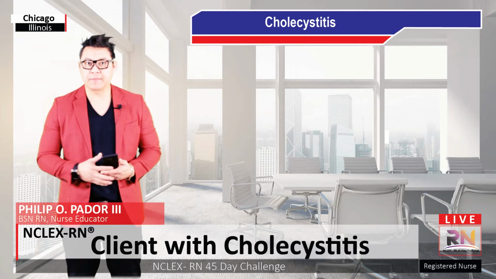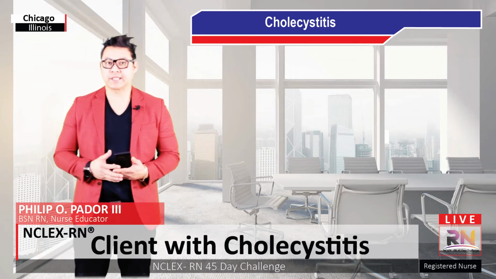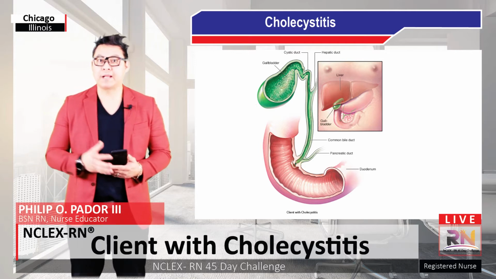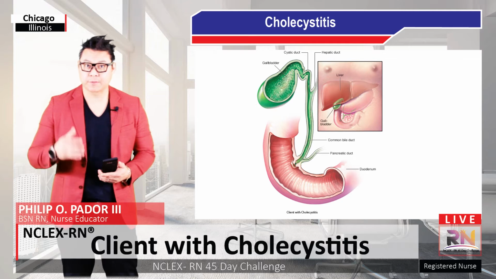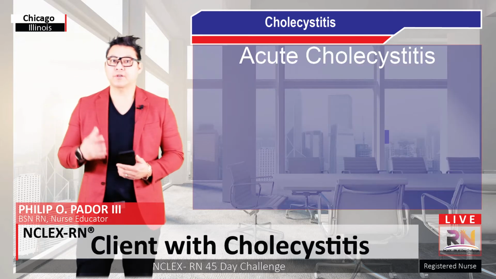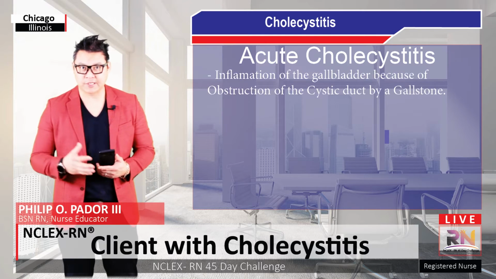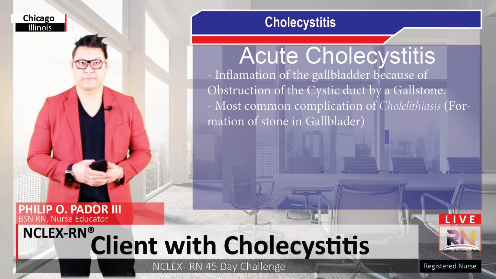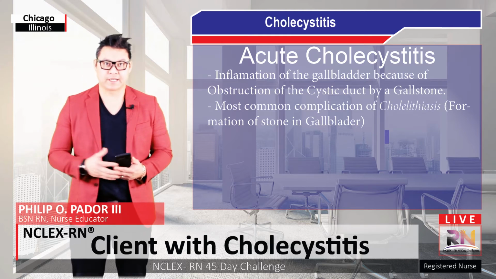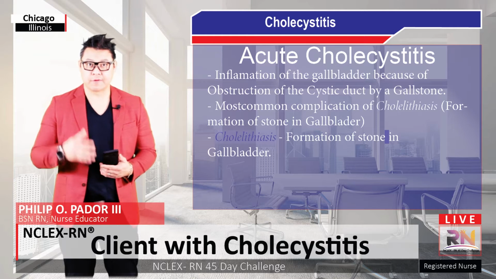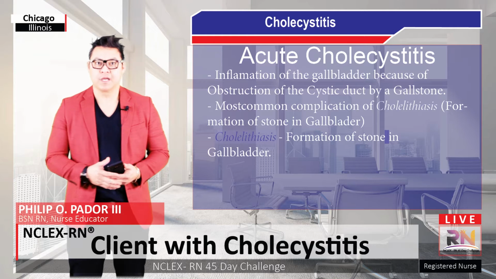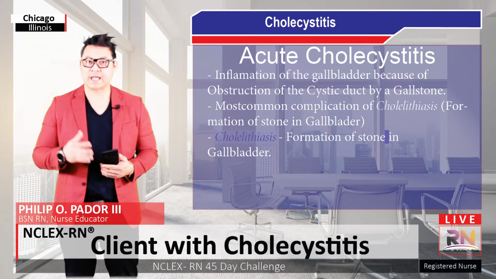In this video, I'm going to be talking about cholecystectomy. Acute cholecystitis is an inflammation of the gallbladder, and it's usually because of the obstruction of the cystic duct by gallstones. Acute cholecystitis is the most common complication of cholelithiasis, which is the formation of gallstones in the gallbladder. Just to be clear, cholelithiasis is a formation of stones in the gallbladder which can lead to a few complications, one of which is acute cholecystitis.